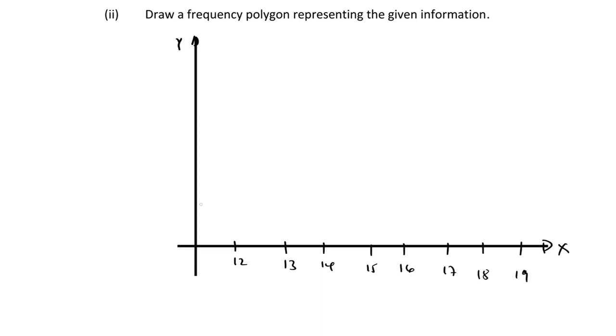Okay, so next we are going to label the y-axis. So here is 1, here is 2, here is 3, here is 4, here is 5, 6, and 7. Next we are going to mark the points. Then finally, we are going to join the points using straight lines. And this is going to be our final sketch.